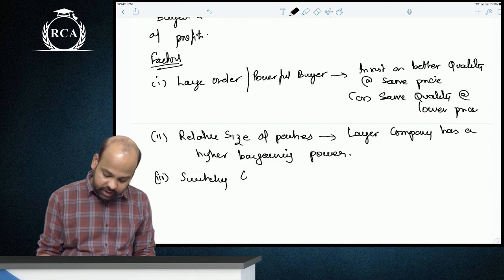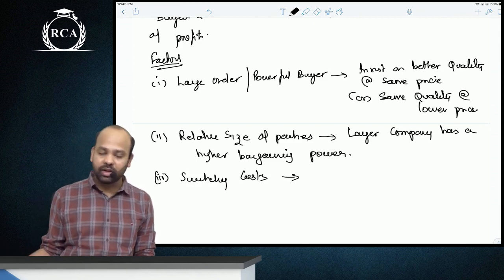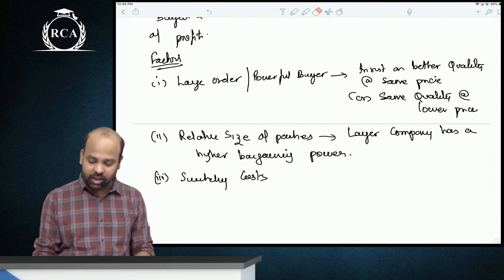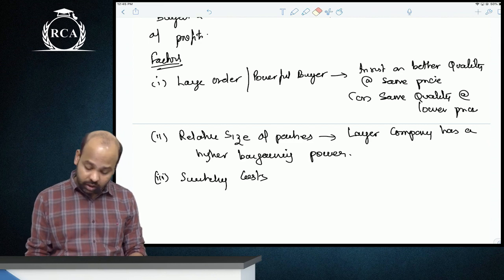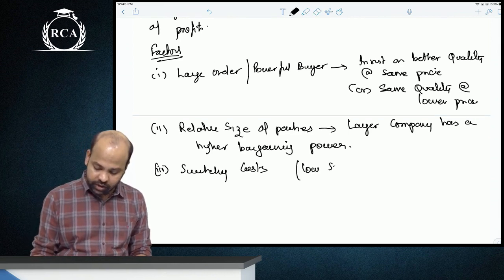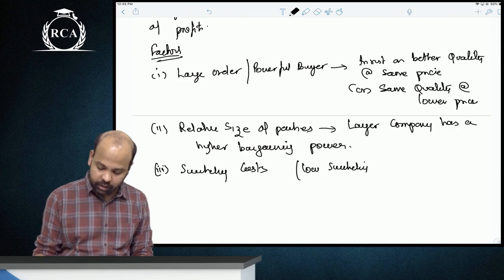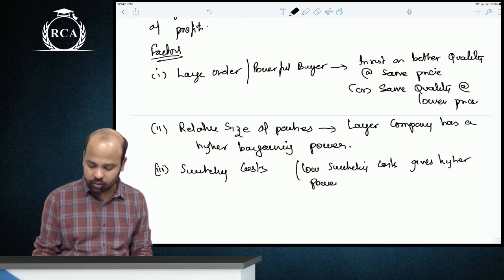Switching cost. If the buyers have a low switching cost, they can easily shift from one seller to the other seller, and that in turn would result in lower pricing. Low switching cost gives higher power to buyers.